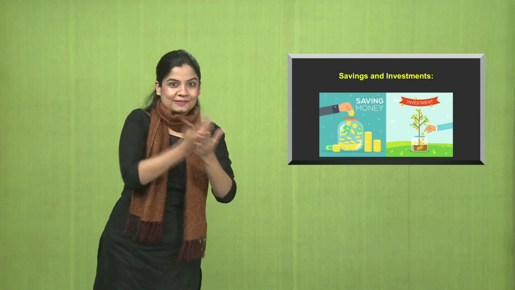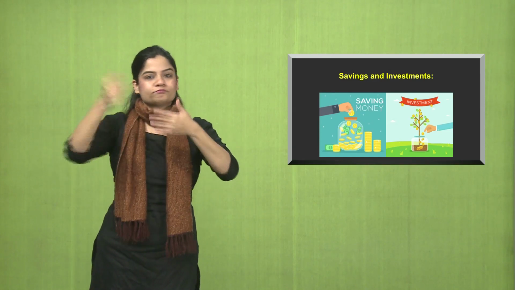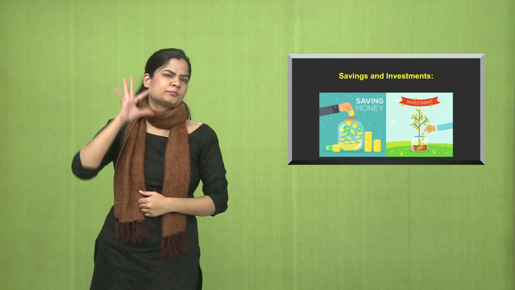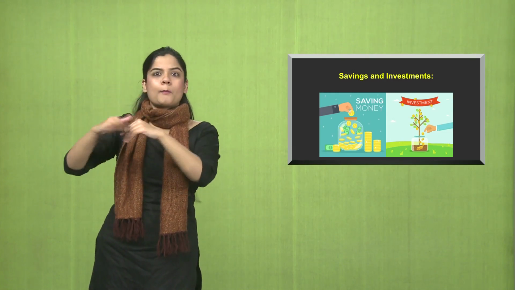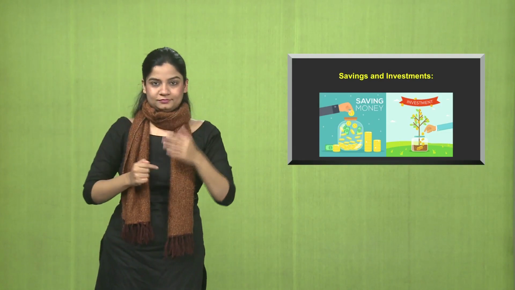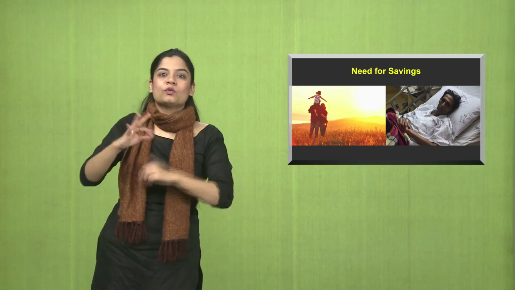Now we have learnt about controlling the money. Let's discuss saving and investment. Money from the present income should be put aside. You should save some money and also invest in investments so as to earn interest. What's the need for saving? Why do we need to do saving?